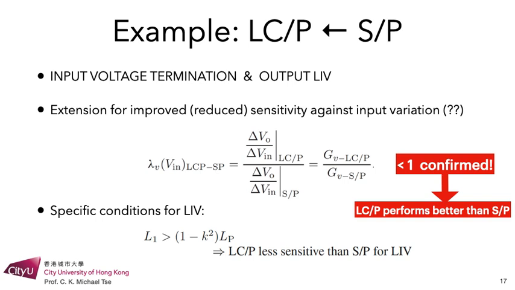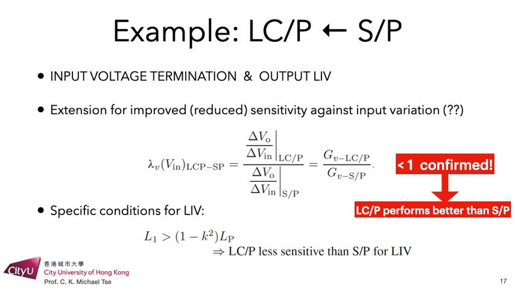So by doing this, we are able to understand whether there are benefits, or what kind of benefits we can achieve by extending the second order circuit to third order circuit. For example, here we have the input voltage termination extending for the purpose of improving sensitivity against input variation.